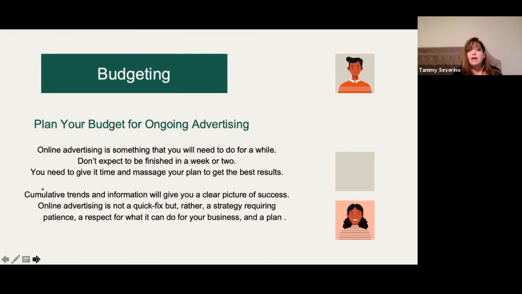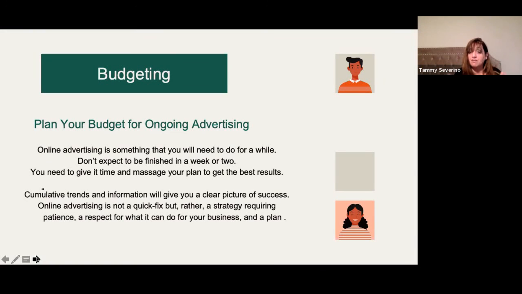So, budgeting. Planning for your budget for ongoing advertising in any format. If you were going for the local Penny Saver, if you were advertising on the local TV station or radio station, any kind of advertising you're doing, it's never one and done. Advertising is an ongoing effort. So don't expect to be finished in a week and say, I advertised, I am finished. You need to give it time and massage your plan to be sure you're getting the best results.